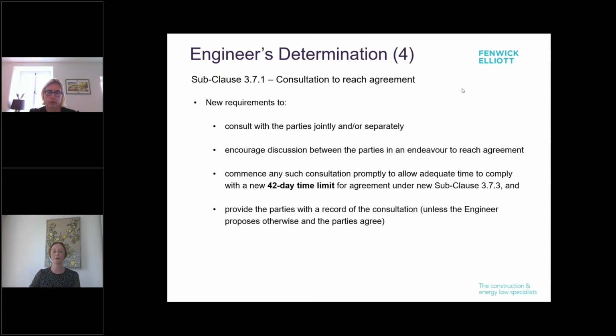So 3.7.1, this is the obligation to consult to reach agreement. And it imposes new requirements on the engineer to consult with the parties jointly and or separately to encourage discussion so that they can reach agreement. And it sets out a 42-day time limit for such consultations. And it also provides for the engineer to provide a record of the consultation to the parties unless it's otherwise agreed.